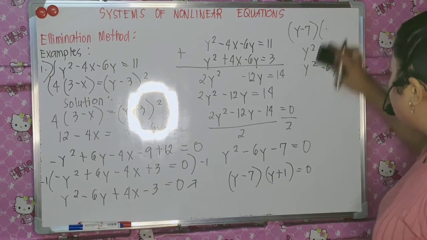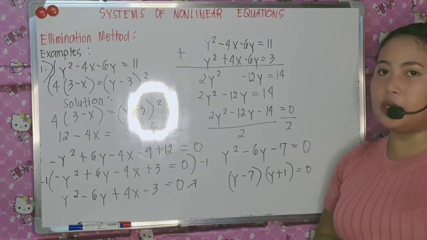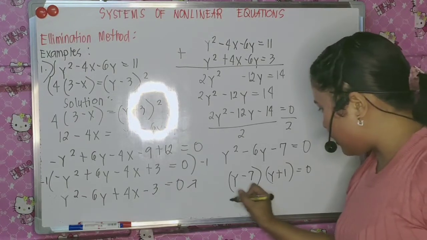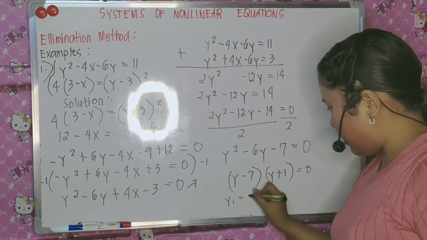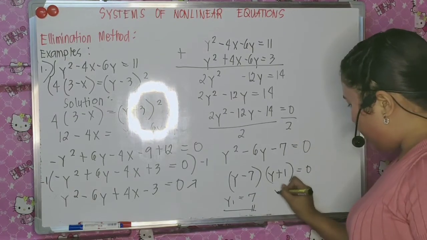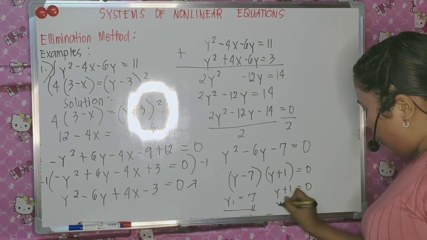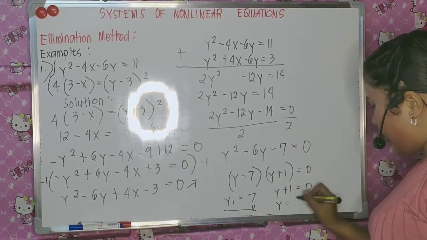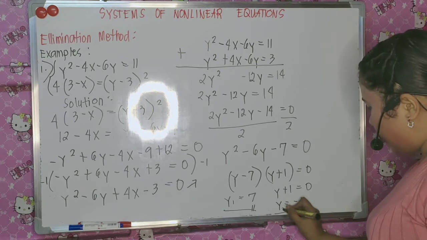Okay? So, after nyan, hanapin na natin yung value ng y. So, dito magkakaroon tayo ng 2 values for y. So, first, y natin is, since negative 7, so magiging positive 7 na po siya. So, ayan yung y sub 1 natin. Then, for y sub 2 natin is y plus 1 equals 0. So, y equals positive 1 magiging negative 1. So, ito na po yung y sub 2 natin.